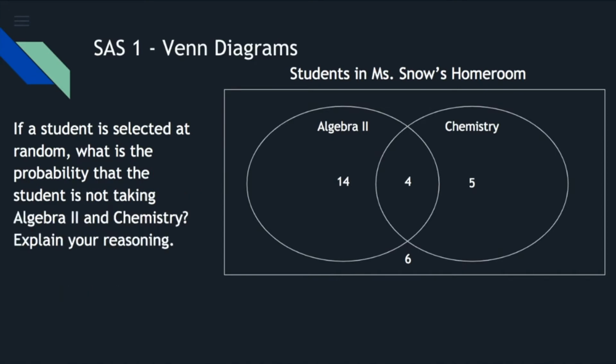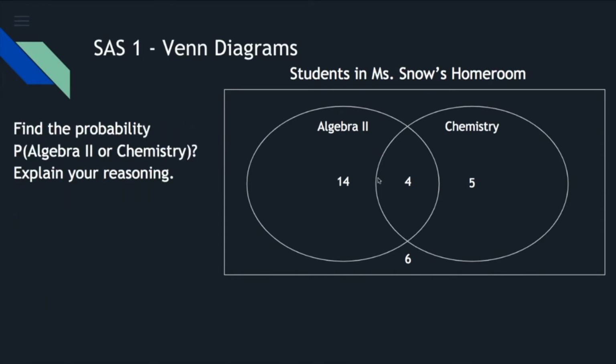How about the probability of not taking Algebra 2 and chemistry? That's students that are taking neither, and we discussed that. That's this number lying outside of the circle, because anything inside is taking one of the classes. So the probability is 6 out of 29. We know everything is out of 29, because that's the total number of students.